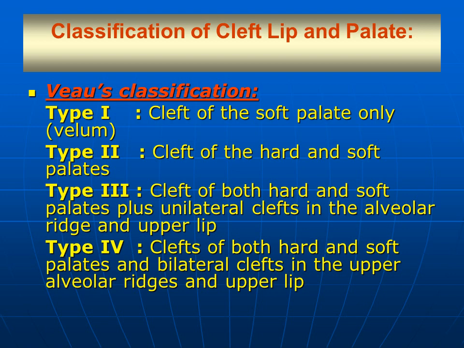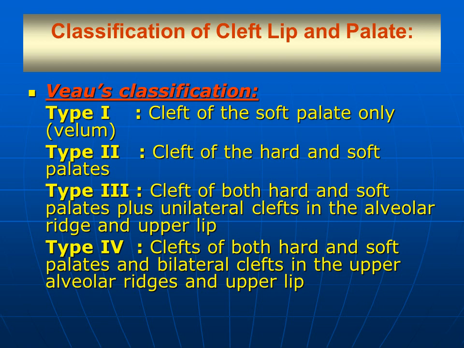Another common classification is the Veau classification. Veau classification divided cleft palate cases into 4 types. Type 1 denotes cleft of the soft palate only.